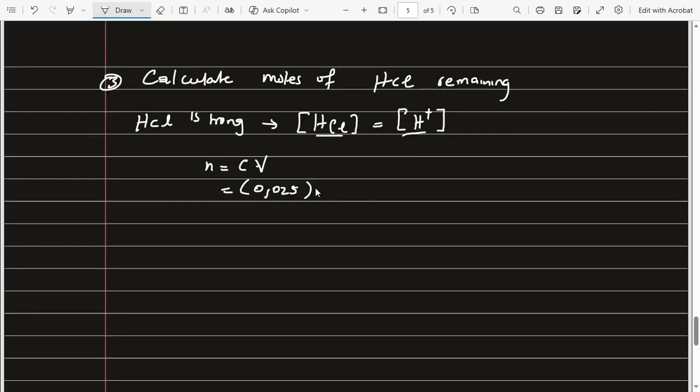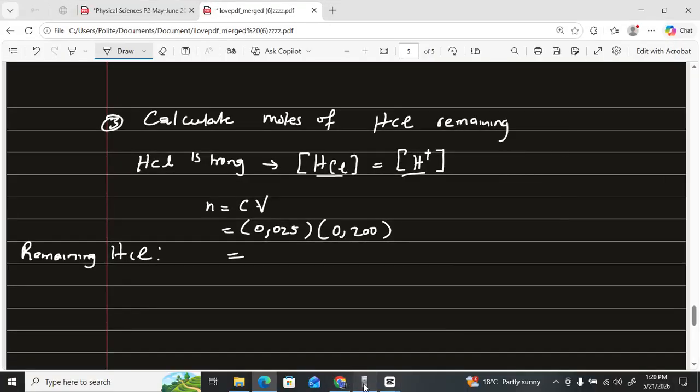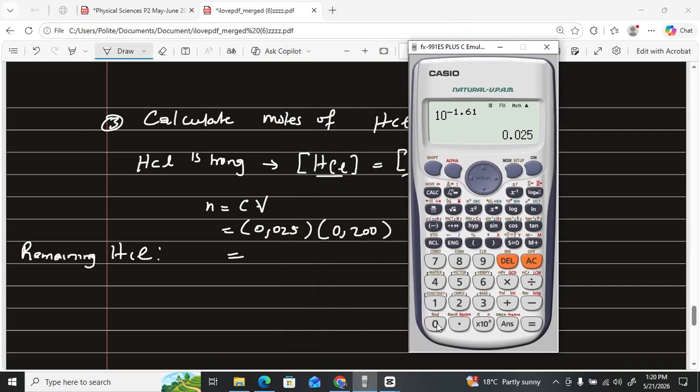So I'm just going to substitute that, and the volume, we still remember the volume is 0.2, right? And then multiply the two. Therefore, the answer that you get, you'll find the number of moles that are remaining for that HCl. So this will give us the remaining HCl. So let's find that by putting that on the calculator and see what that equals. So this is 0.025. This is multiplied by 0.2. This gives us 0.004.